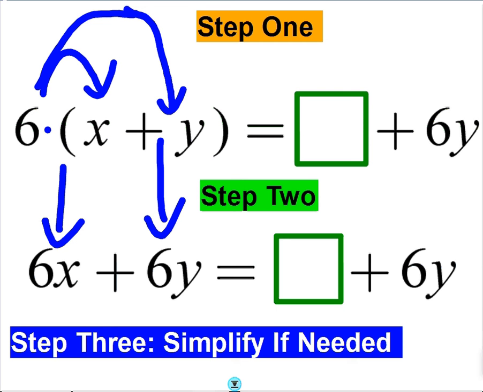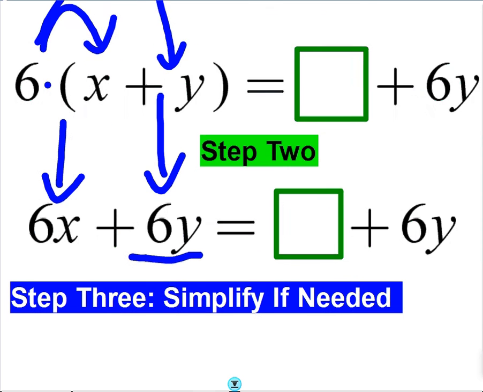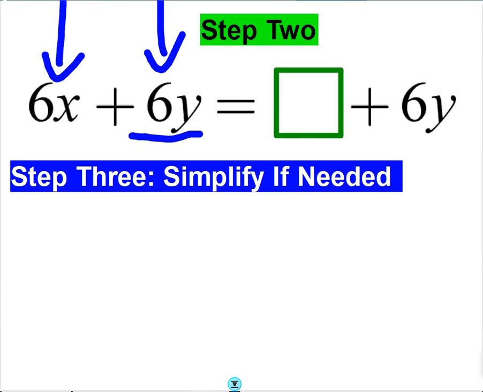You could write y times 6 right here, right? Because we learned that it doesn't matter what order you multiply two numbers, it's the same thing, right? But in math, we generally like to write the number before the variable. So now we can actually pretty much see, since we have 6x plus 6y, exactly what goes inside this box. So we really don't need to simplify very much. Since it's 6x plus 6y on the left, it must be 6x plus 6y on the right. And it looks like I didn't put the answer there, so we'll go ahead and write it together. So it's going to be 6x.